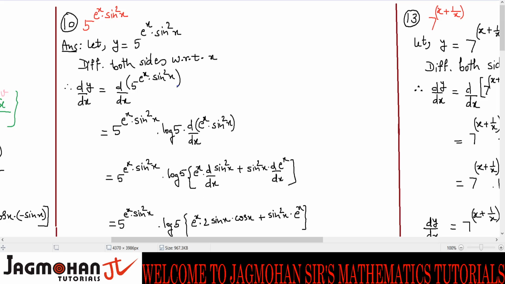So here we have the next question, number 10: 5 raised to e raised to x into sine square x. I take this as y, so y equals the given function of x. I differentiate both sides with respect to x, d by dx of y, d by dx of this given function.